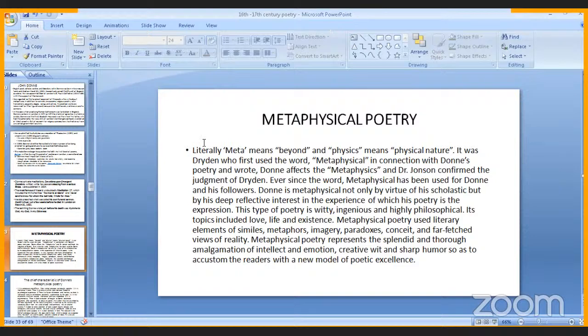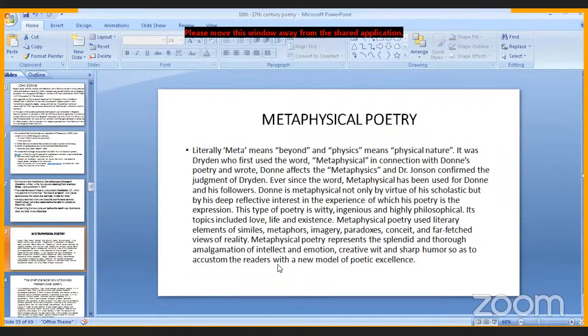So here there's again a simpler meaning to this. Literally, meta means beyond and physics means physical nature. And Dryden first used this word metaphysical in connection with Donne's poetry and wrote, Donne affects the metaphysics, and Dr. Johnson confirmed the judgment of Dryden. Ever since, the word metaphysical has been used for Donne and his followers.